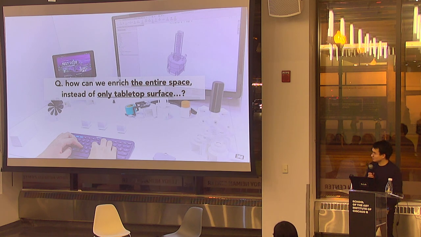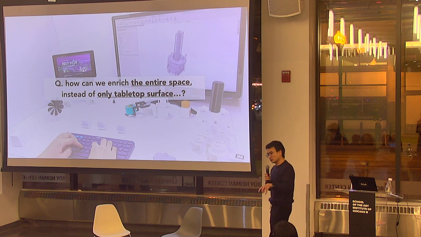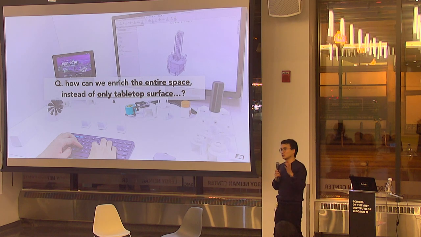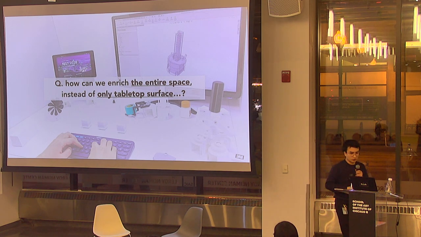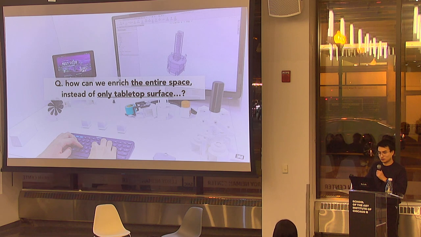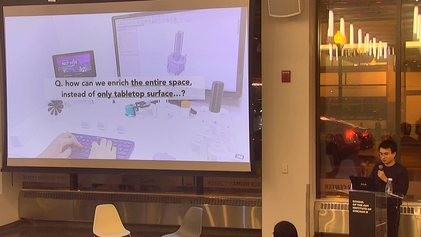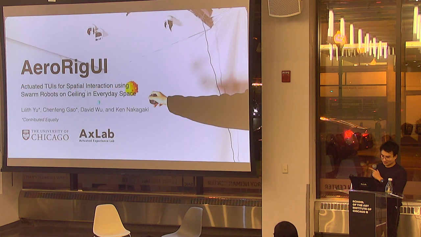And here is one question: these robots are cool, that you can move around on a tabletop surface, maybe on the floor, but we are talking about the environment. We have this entire space that we could access. So the Hermits project was really stuck on the floor. How can we enrich the entire space instead of only the tabletop surface? And the idea is to flip the surface. So this was also presented last year with my student in AxLab, called AeroRig UI.